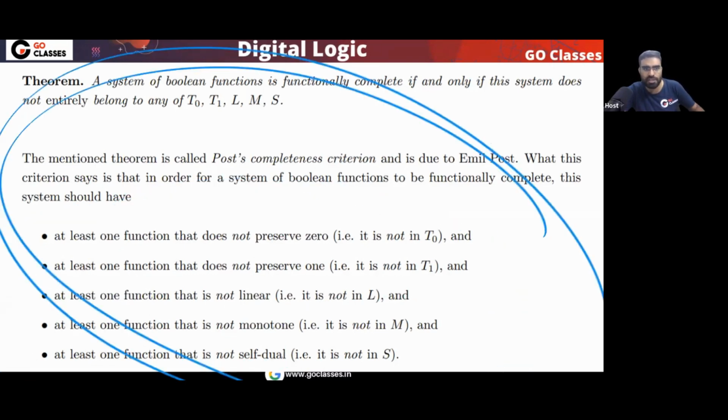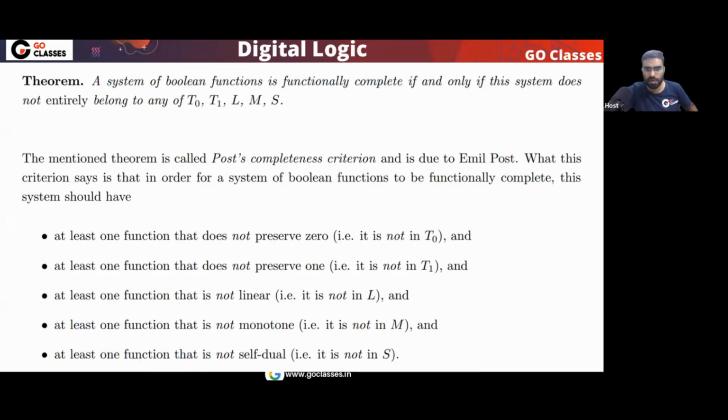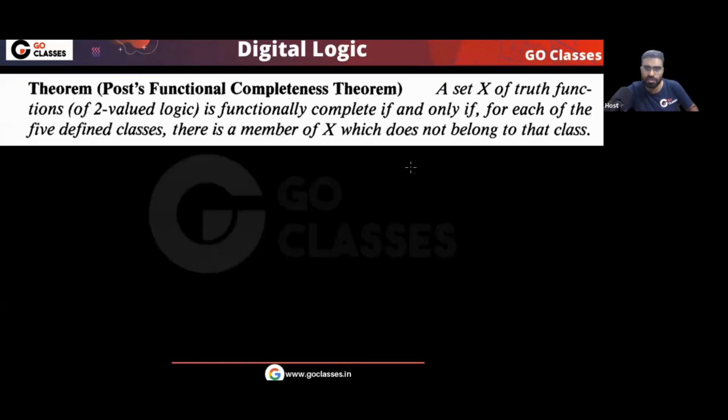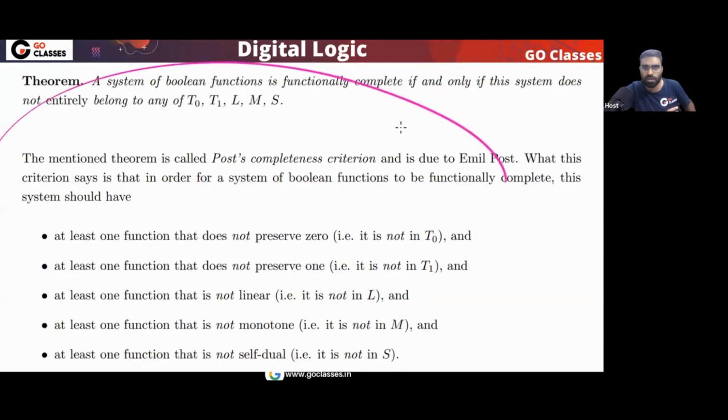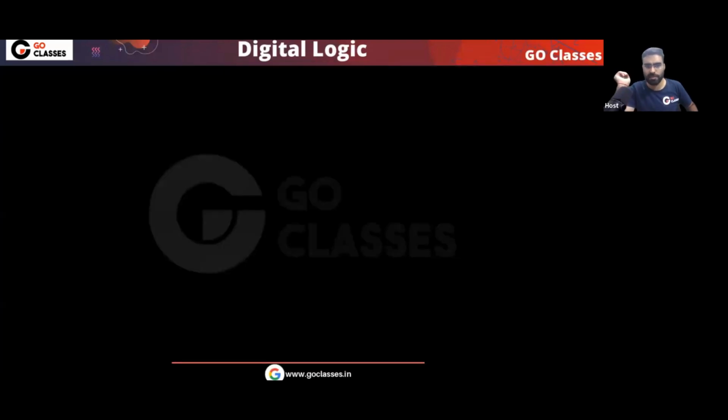This screenshot is taken from a standard resource, and this is taken from Post's original paper. There are 5 classes, as I told you. So this is your Post functional completeness theorem. I hope you understood the statement of Post's functional completeness theorem.